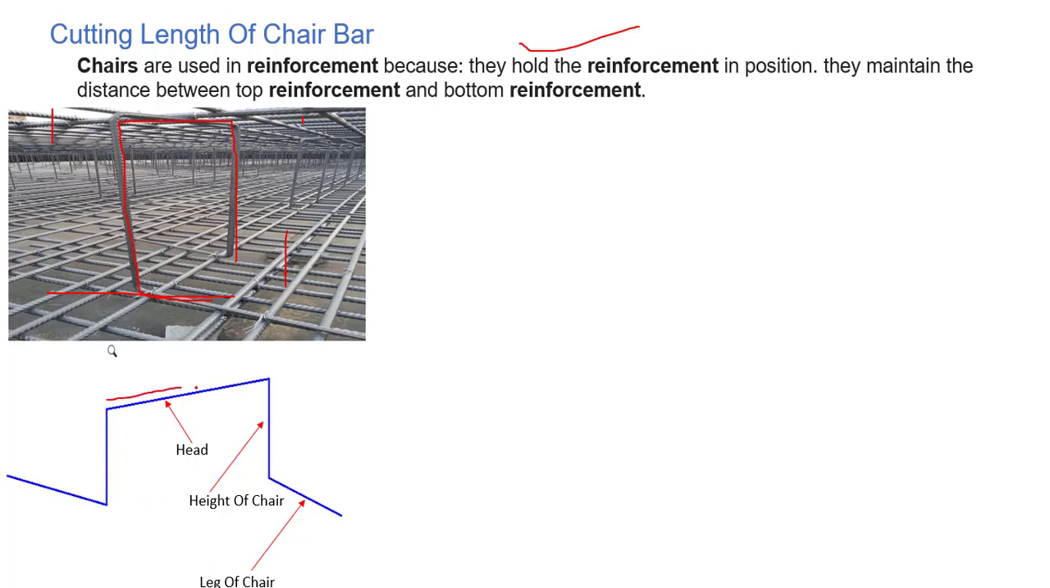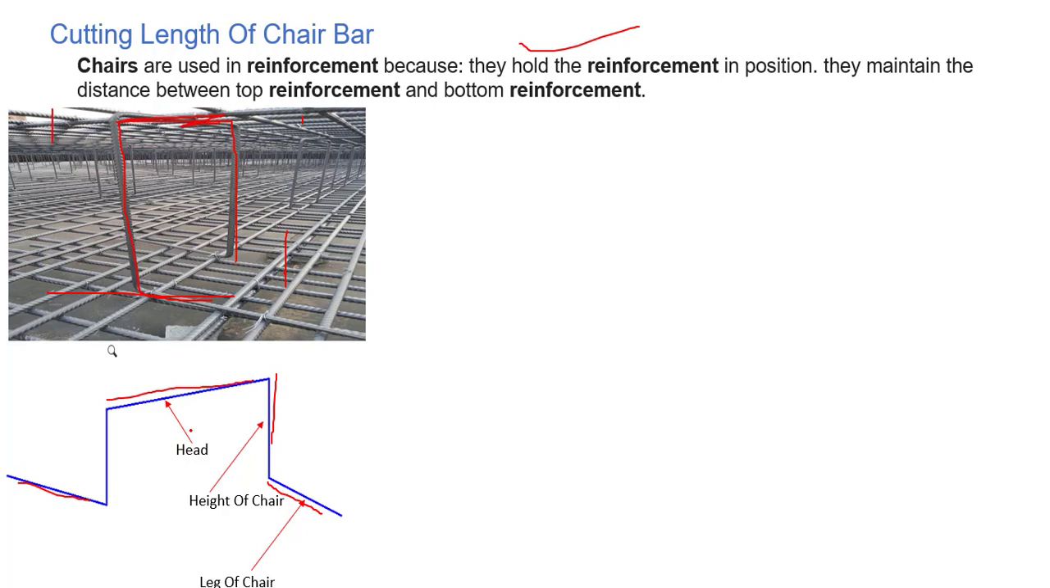We have different parts for the chair bar. First of all, at the top, this is called the head. This is the head of the chair, where our top reinforcement will be laid. And we have these two sides, this side and this side. This is called the height of the chair. And these two are basically the legs of the chair. So these are the parts.